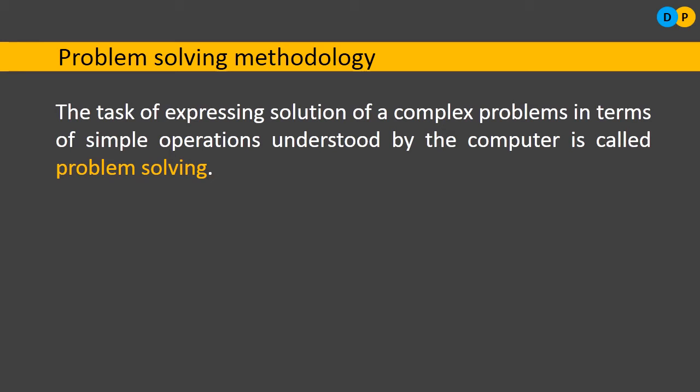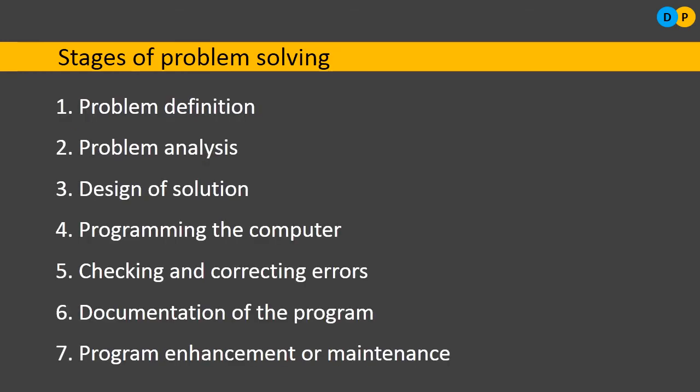It takes different steps or stages. So let us study what are the different steps that need to be considered while solving a particular problem. These are the following stages of problem solving. The first stage is problem definition, followed by problem analysis, designing of solution, programming the computer, checking and correcting the errors, documentation of program, and the last one is program enhancement or maintenance. Let us divulge each one of them in detail.